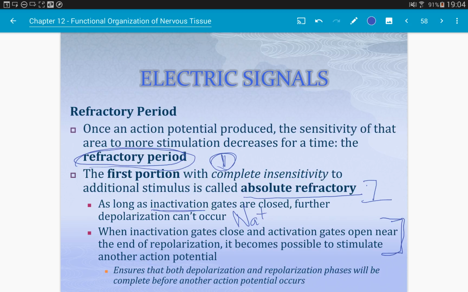And so what's the point of this? I will just read this, so forgive me. It says, ensures that both depolarization and repolarization will be complete before you're able to generate another action potential. Okay? You have to reestablish your concentration gradients. If you don't, you're not going to be able to generate an action potential. And so these steps with the gates opening and closing and helping to reestablish that resting membrane potential is really important. And until it's reestablished, you can't do anything.